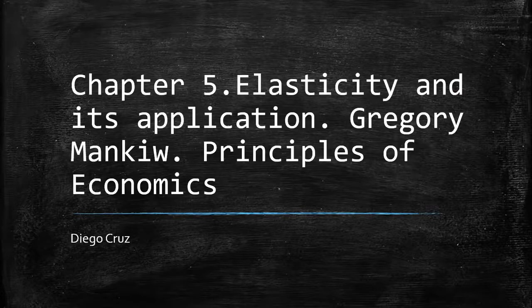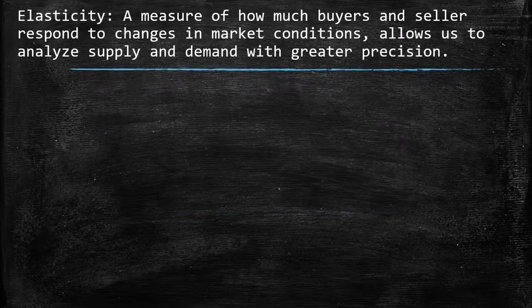Hi everyone, in this video we're going to make a summary of chapter 5, which is elasticity and its application. This is a book of Gregory, Principles of Economics. So elasticity is a measure of how much buyers and sellers respond to changes in market conditions. It allows us to analyze supply and demand with greater precision.